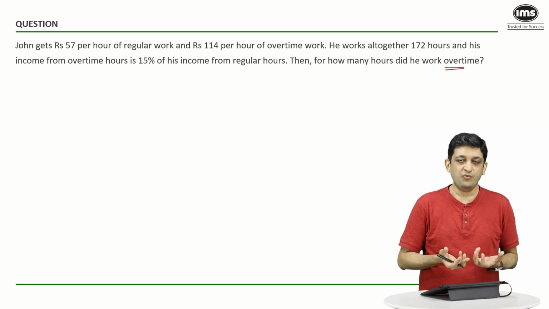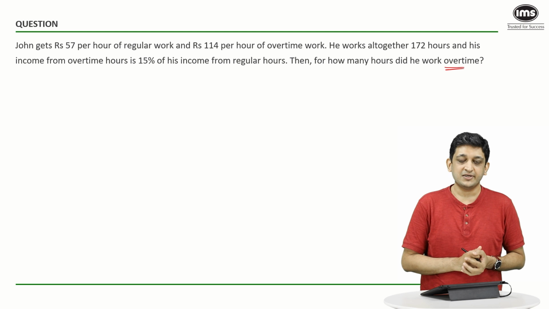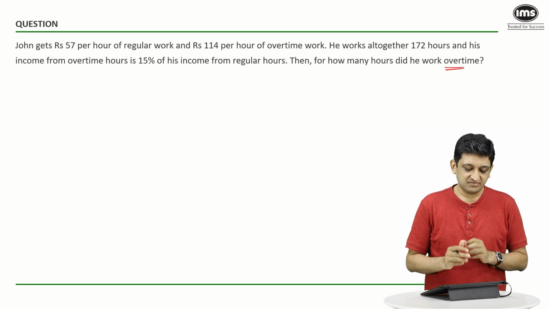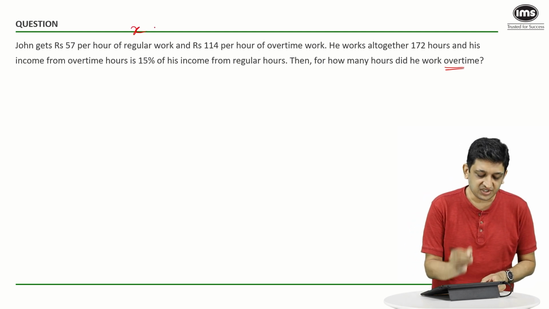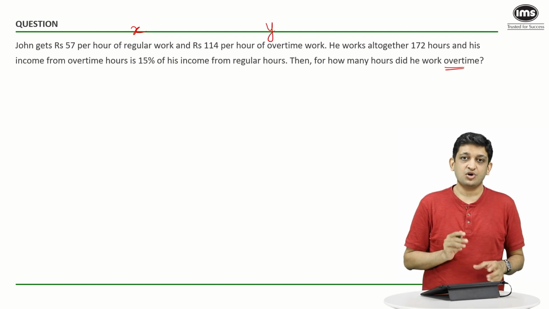Now, it's a very obvious question. The obvious solution, the textbook solution, is going to involve taking a lot of variables. So let's go ahead and do that. Let's say, for example, that John would have worked X hours regularly and then he worked Y hours overtime.